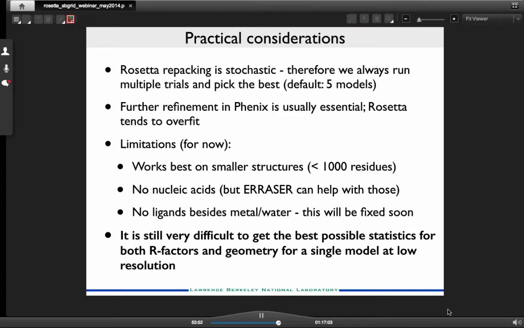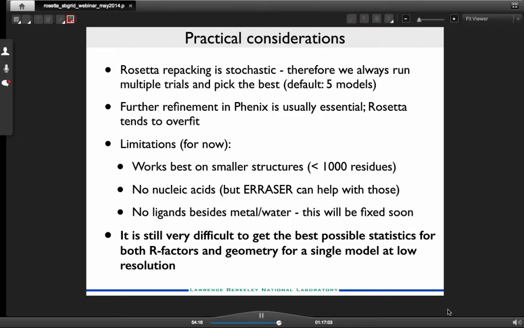The other thing is right now we've really tailored it towards structures that need a lot of improvement and not giving the best possible final model. On the other hand, we spend a lot of time within Phenix trying to get the best possible final model. So whatever Rosetta outputs is always going to need some additional refinement within Phenix.